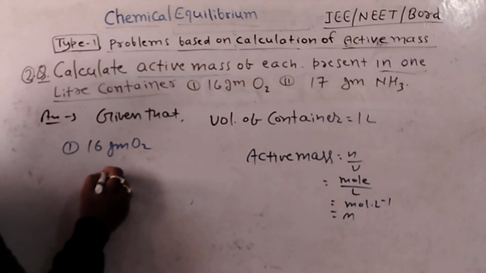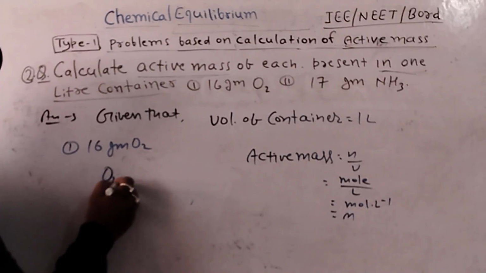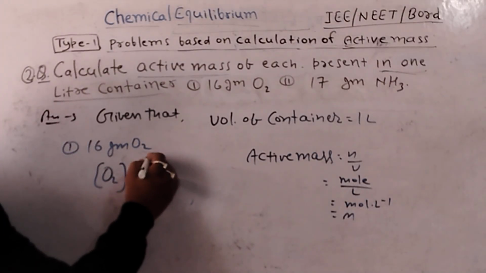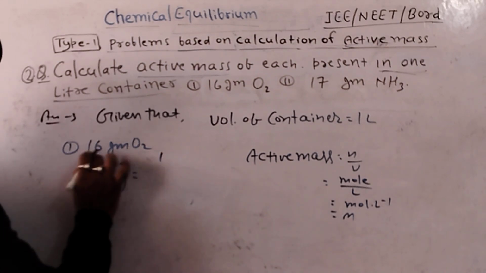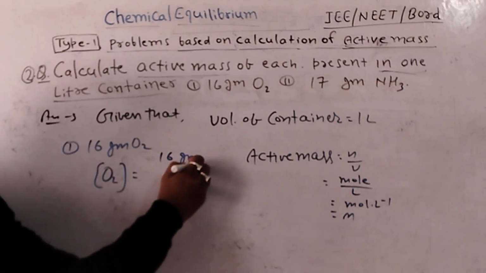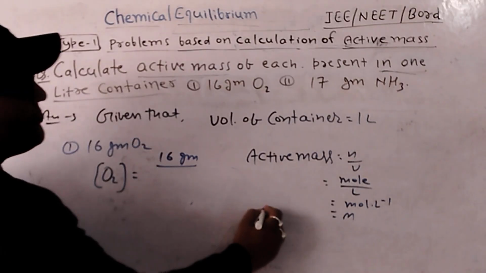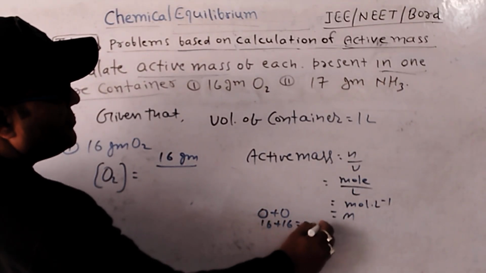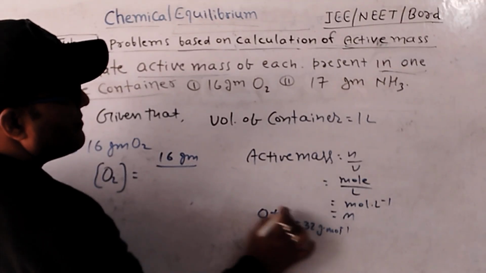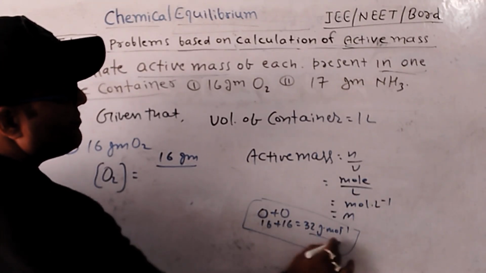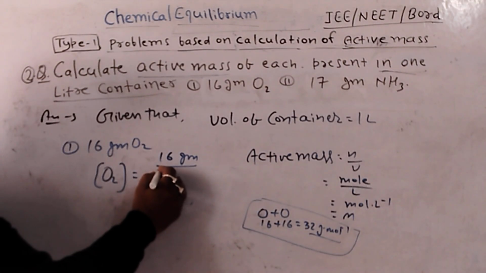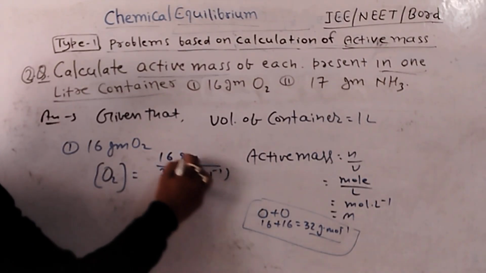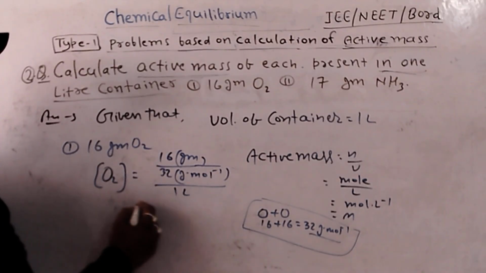Now we can calculate the active mass of O2 in mole per liter. The number of moles is found by the given mass, 16 gram, divided by the molar mass of O2, O plus O, 16 plus 16, which is 32 gram per mole. This is the molar mass of the O2 molecule, so 32 gram per mole, and divided by 1 liter.